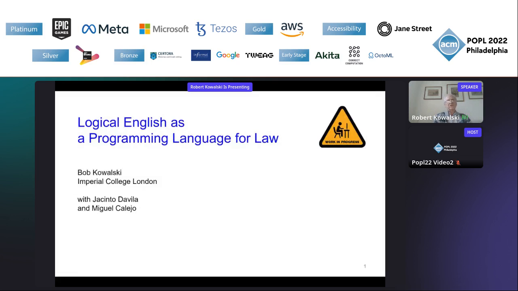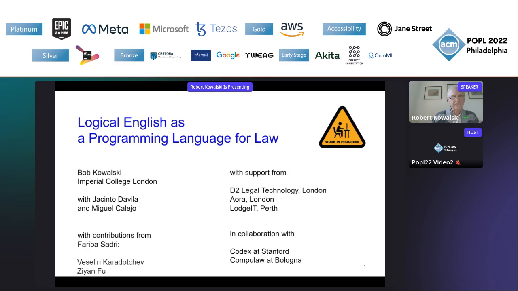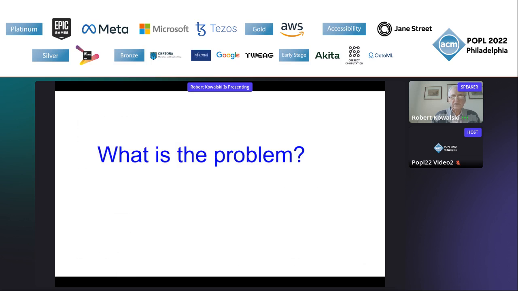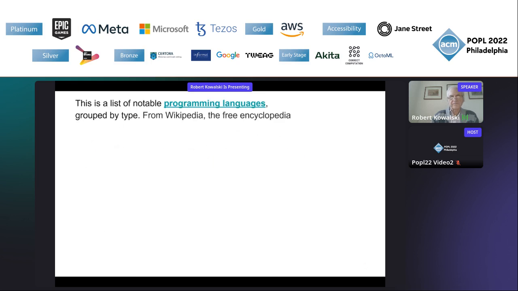Logical English. So we just heard Thorne give a fairly technical presentation, which I would try to make a little bit more intuitive for those of you who are not familiar with logic programming in particular. These are my two colleagues with whom I've worked quite closely and who are responsible for the implementation of what you're going to be shown today. There have been many other contributors to this work, some MSc students, some companies, some people at Stanford and at Confilo in Bologna.